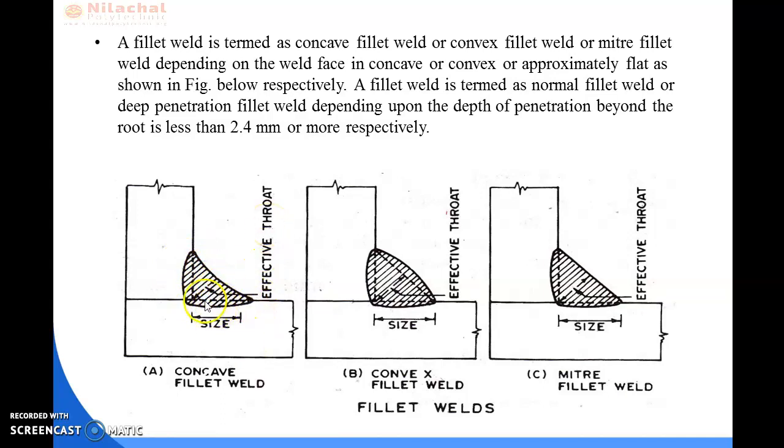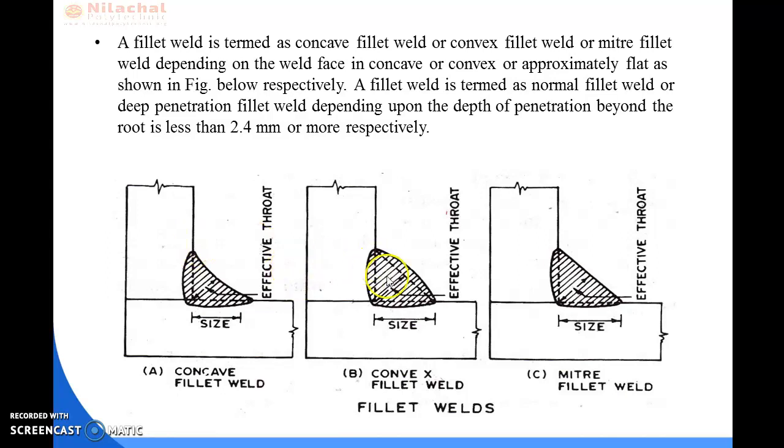So you can see this portion of the welding is known as a concave shape. So the name of this weld is concave fillet weld.